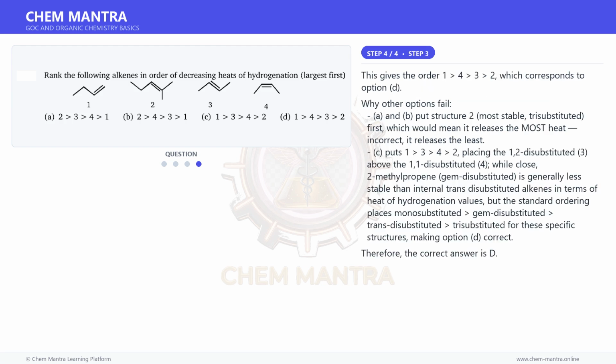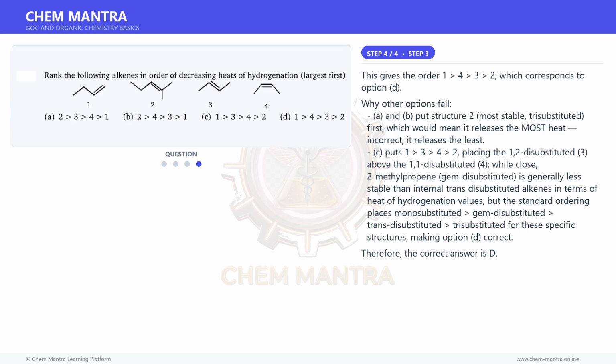And for the final step. This gives the order 1, 4, 3, 2, which corresponds to option D. Why other options fail? A and B put structure 2, most stable, trisubstituted, first, which would mean it releases the most heat. Incorrect, it releases the least.